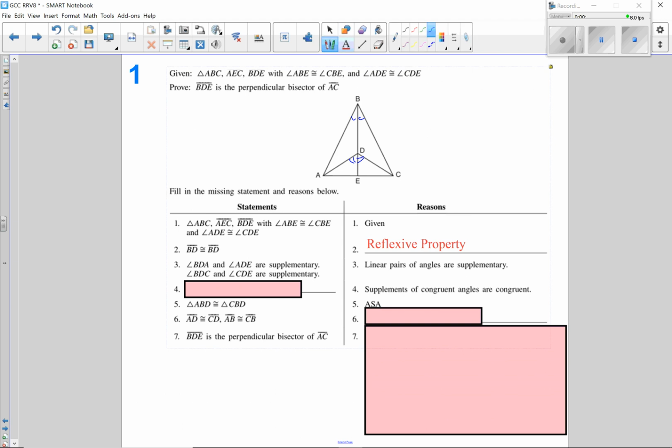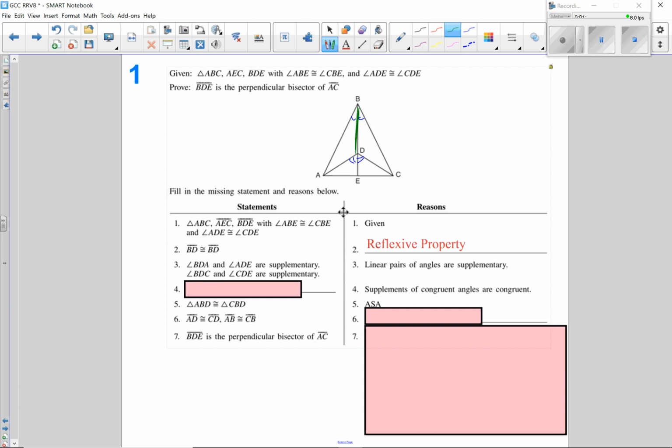So anytime you have a line or an angle being shared by the same thing, you have the two of those being congruent with the property of reflexive property. We've also got supplementary angles, which they've given us because linear pairs of angles are supplementary. And if we've got these two sets of angles here that are linear pairs, that's BDA and ADE, right? These two are going to be supplementary and these two are going to be supplementary.